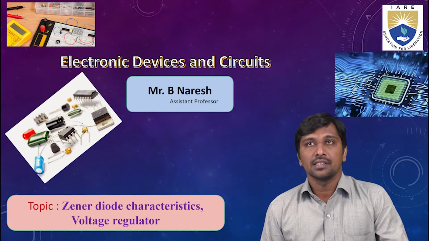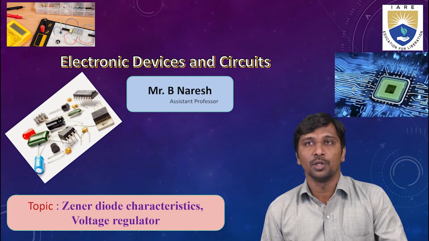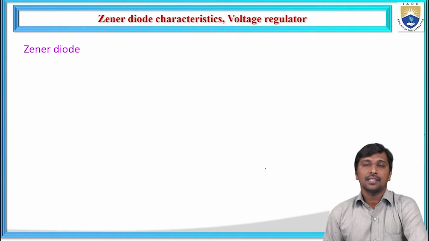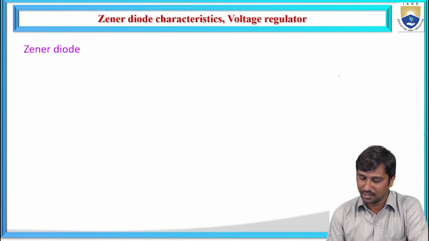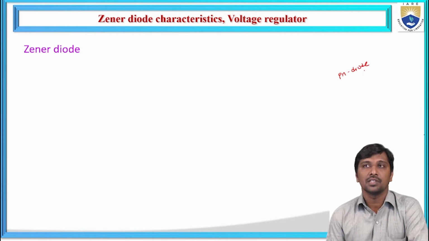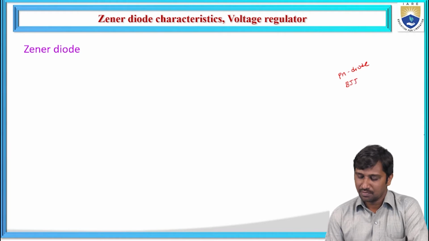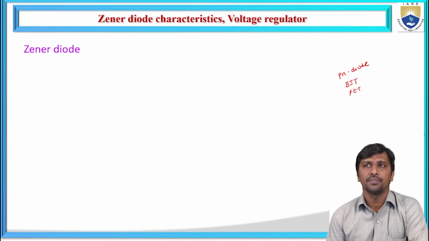And today's topic is Zener diode characteristics and how it acts as a voltage regulator. So, in the last classes, we observed some of the semiconductor devices like the PN junction diode, which is also called a PN diode, or a normal semiconductor diode. And we observed the bipolar junction transistor as well as the field effect transistor.